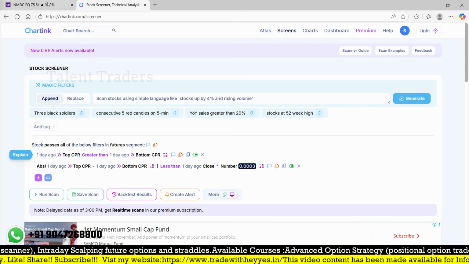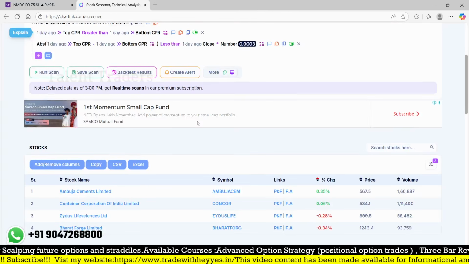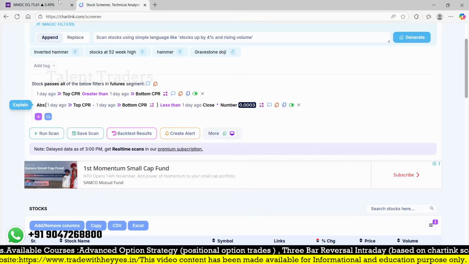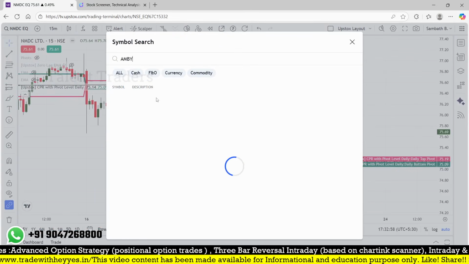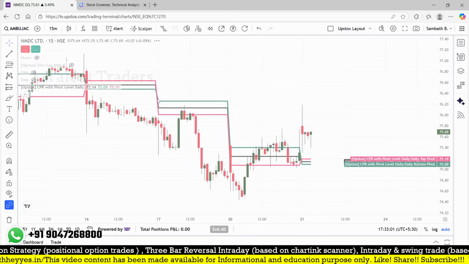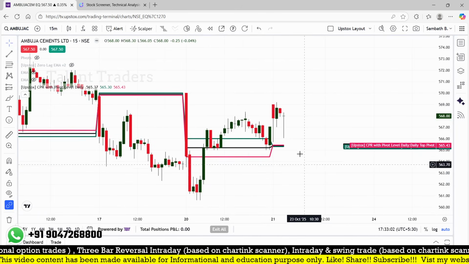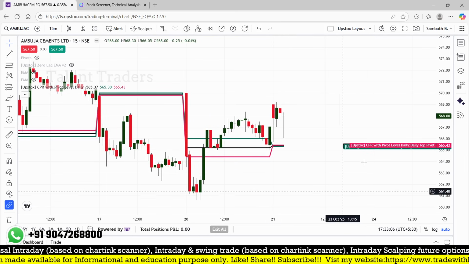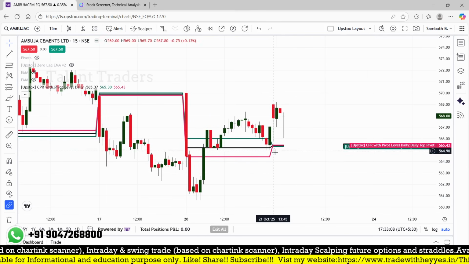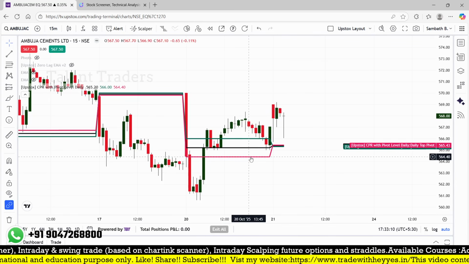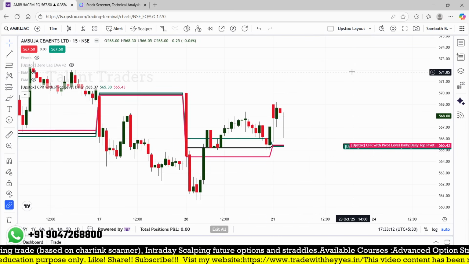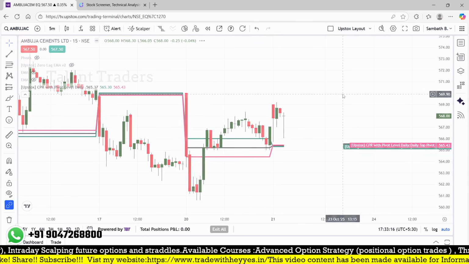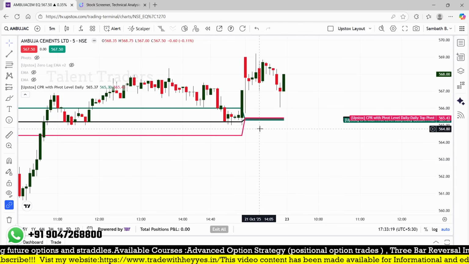Okay, so let me check these stocks. After filtering that, we have a very few number of stocks. Ambuja Cement is one. Look at this, the CPR value. That is exactly what we are looking for. The CPR is very tight and it is also inside compared to the previous day. But after the movement, we are not looking for that; we are just going to find out whether it is forming a very tight range.